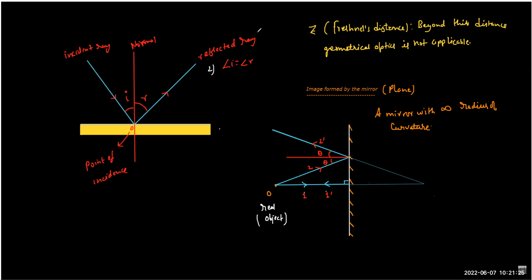Now look at the other part. If you look at 1 dash and 2 dash, these are the reflected light rays, and if you trace them back, will they meet ever? No. So what option do we have? Virtual image. We have to trace it back.